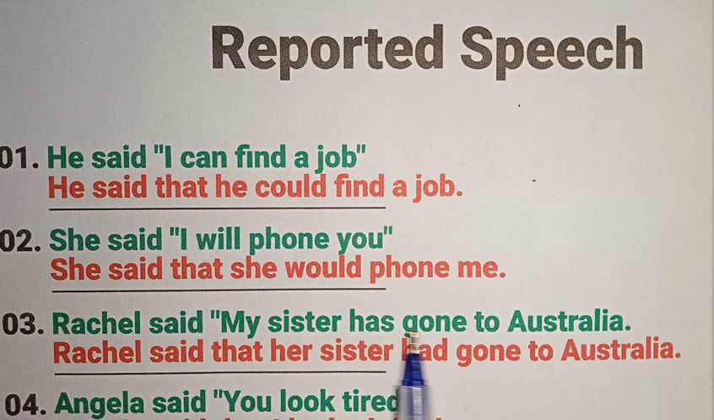And you can see present perfect. Present perfect changes into past perfect. So you can easily understand, when there is a present tense word, the present tense word changes into past tense. Has gone, had gone. Now you can see, Rachel said that her sister had gone to Australia.